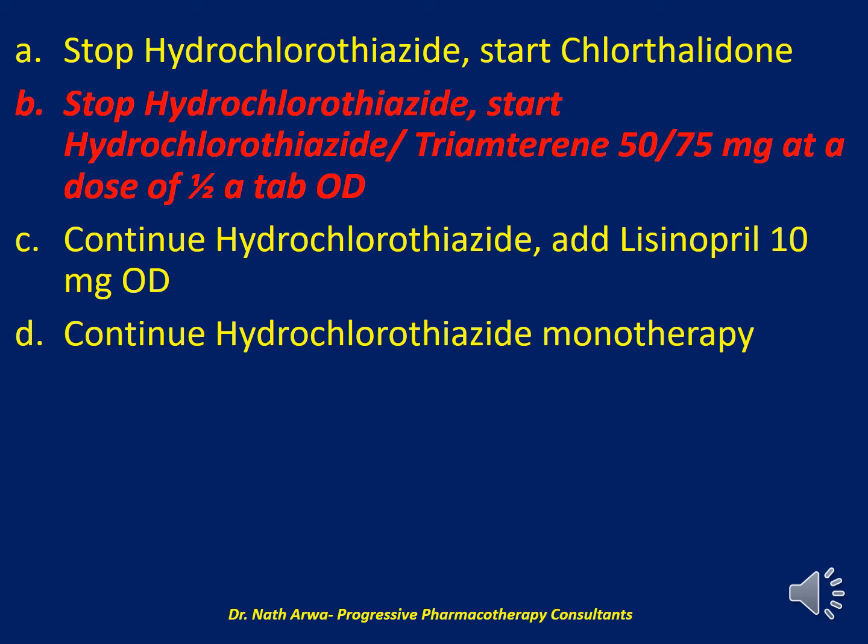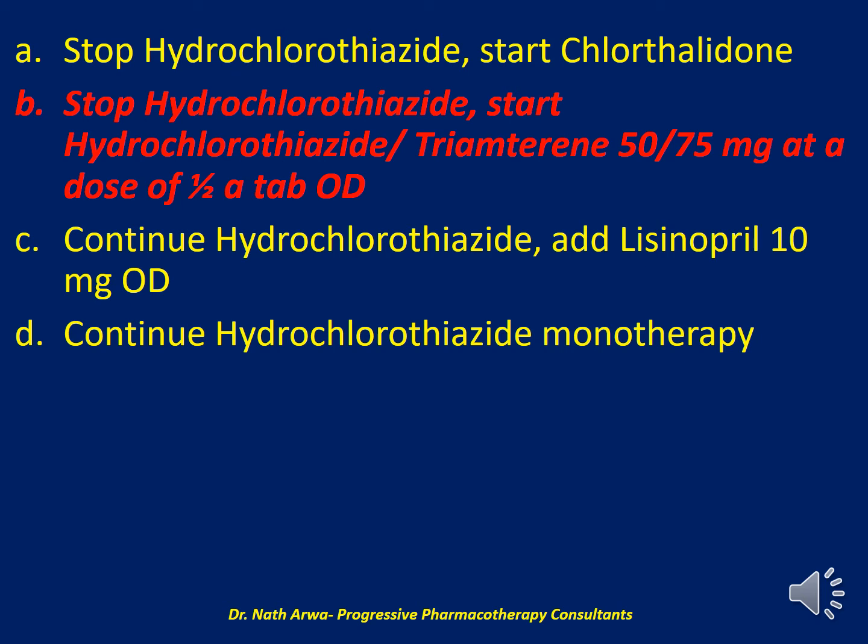Now, adding a potassium sparing diuretic like triamterene to the hydrochlorothiazide formulated as a fixed dose combination product for convenience would be the most appropriate choice. This patient would adhere better and get better blood pressure control compared to the other options.